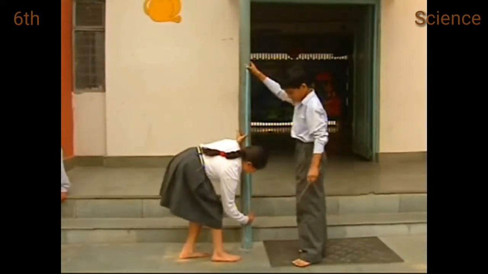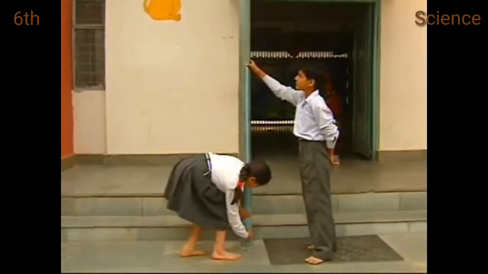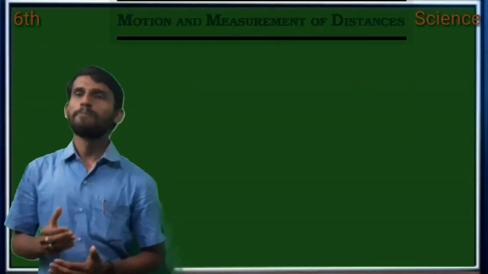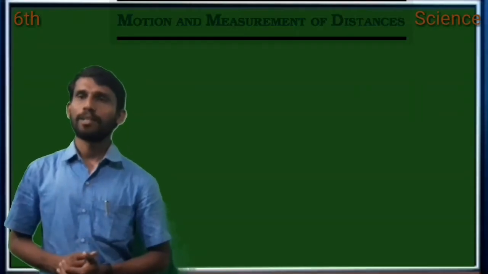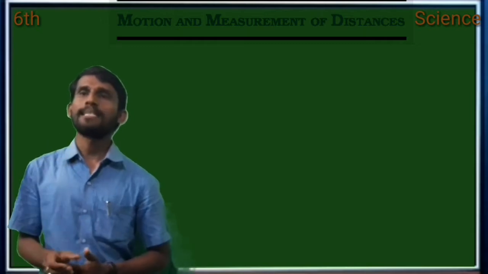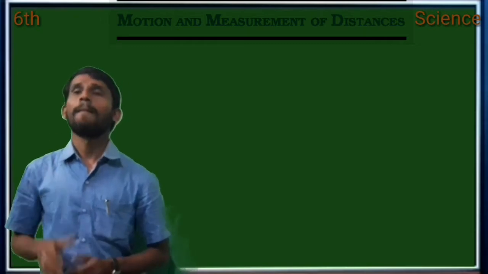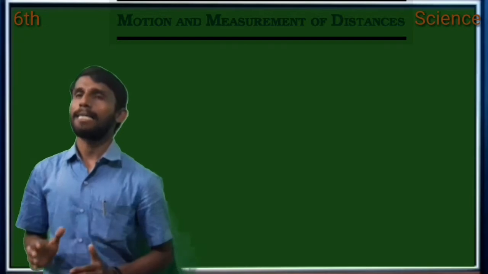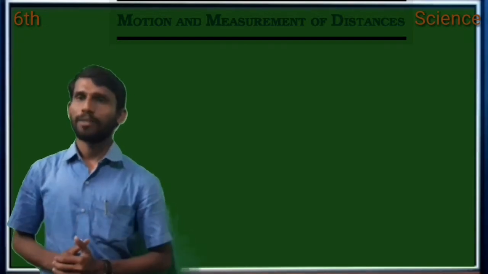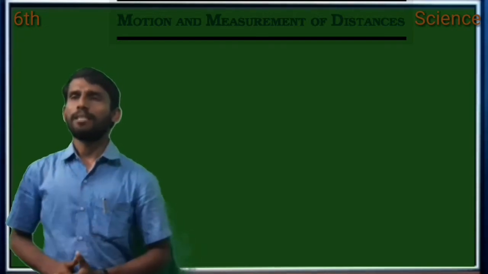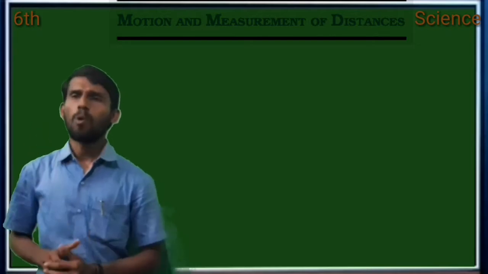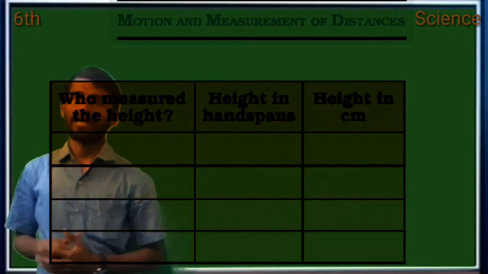See here again. Dear student, you have observed this activity. Here students measure the height of a classmate by using hand span and by using a meter scale. Dear friend, you also do this activity at your home and complete this table.